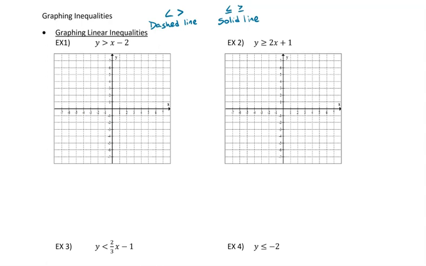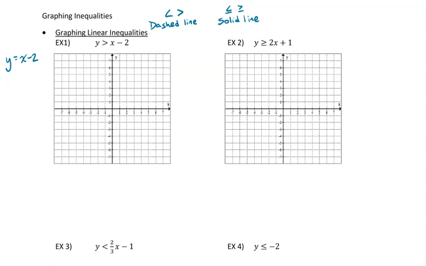We have y is greater than x minus 2. So for the most part, we can just treat this as y equals x minus 2 and graph it just like we normally would. Now keep in mind, since this is greater than, we are going to make our line dashed. You can graph it using whatever technique that you want.